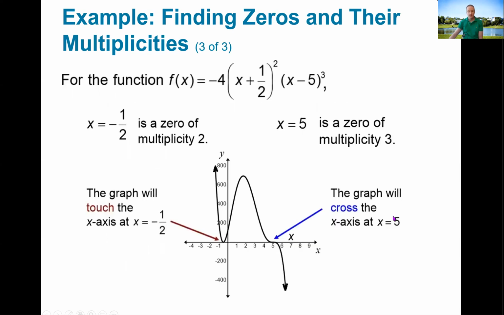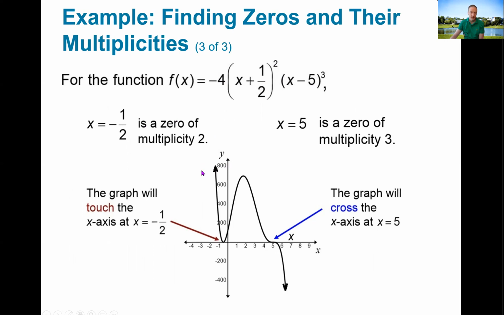Now, let's look at the graph on the next page. So here's my original function, -4 times (x plus 1/2) squared times (x minus 5) cubed. I had my x-intercepts at -1/2 from this factor and at +5 from this factor. I knew that the end behavior was starting high and finishing low because it was a negative odd function. All negative odd functions start high, end low.